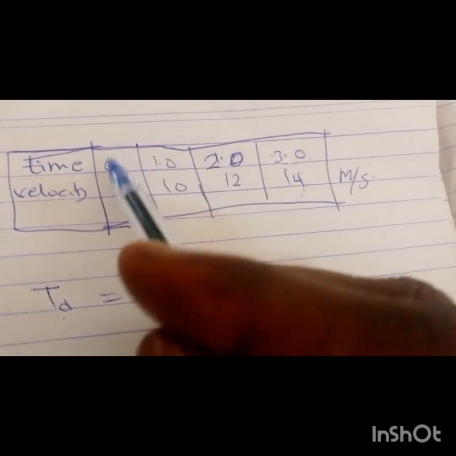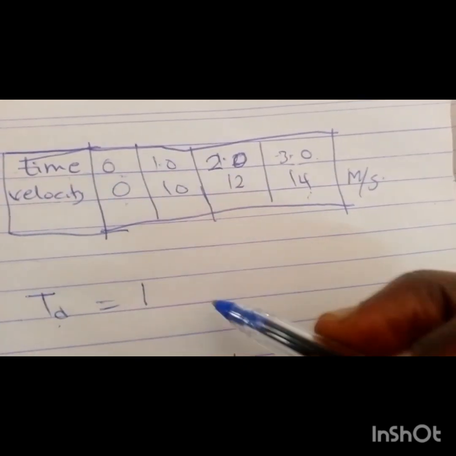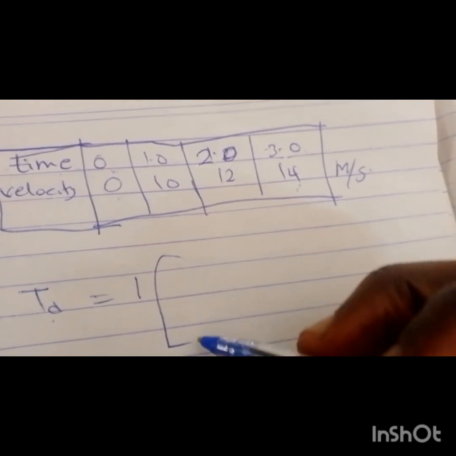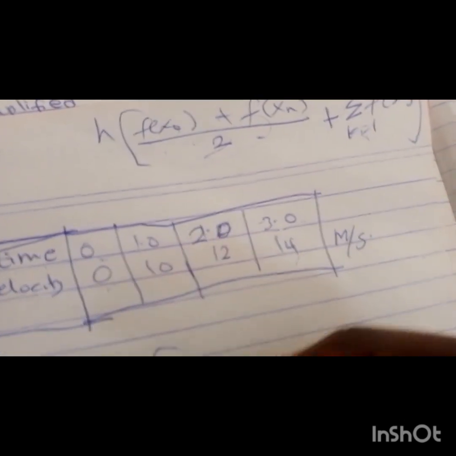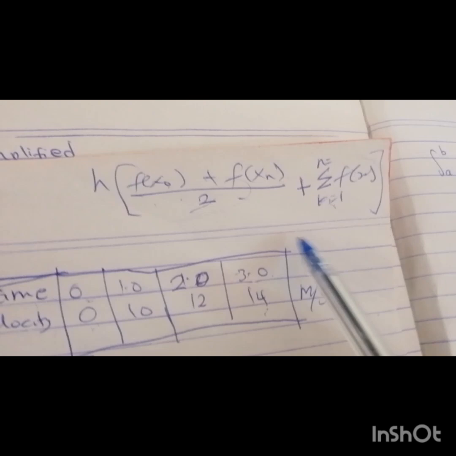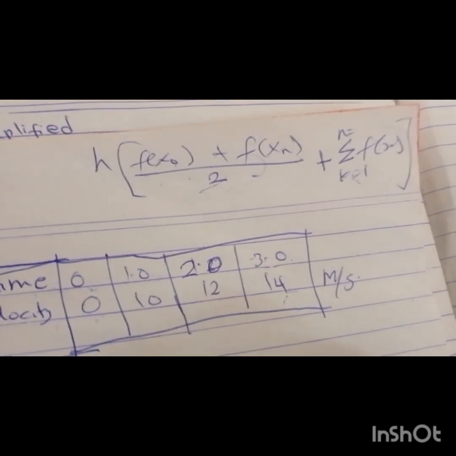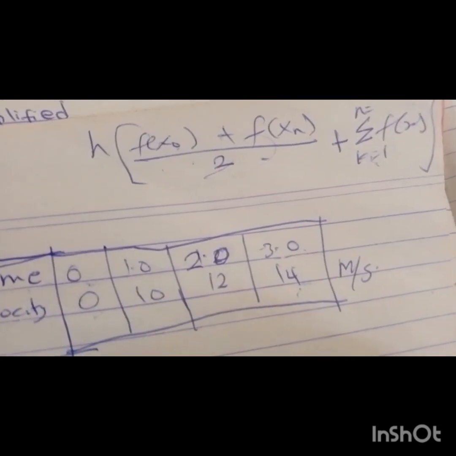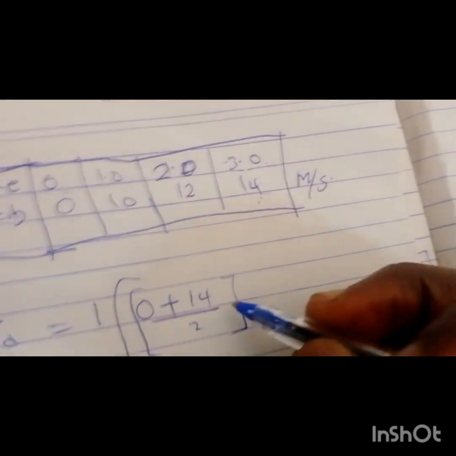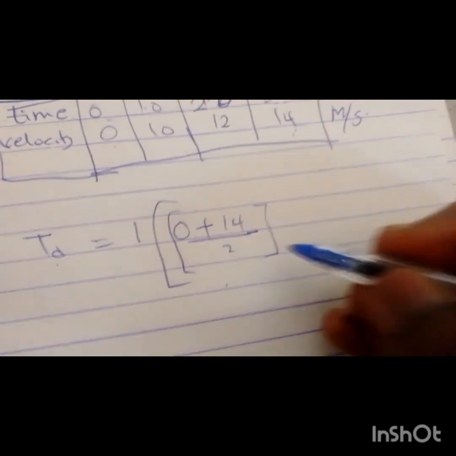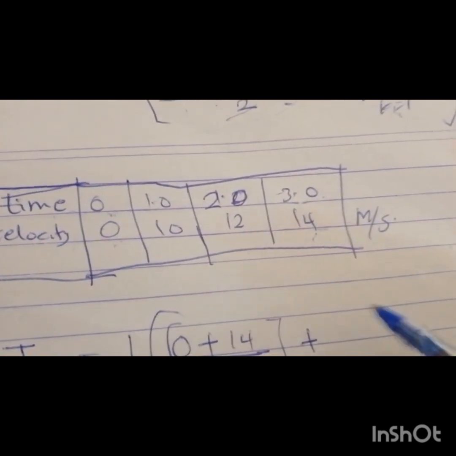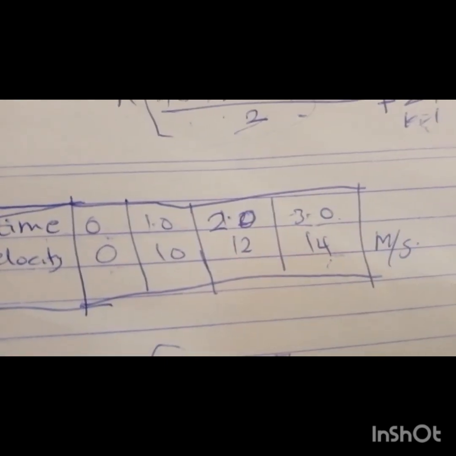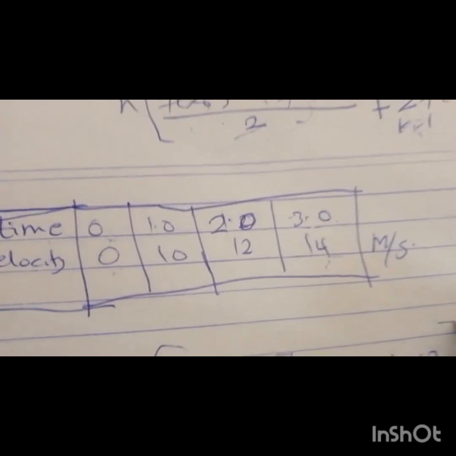So the height, I mentioned that that's the difference, so that will be 1 multiplying the first. So don't forget the formula: the first value, which is 0, plus the last value, which is 14. So these two divided by 2, right? I got this. And then now we continuously add anything else. So we add the otherwise. So we have 10 plus 12, right?